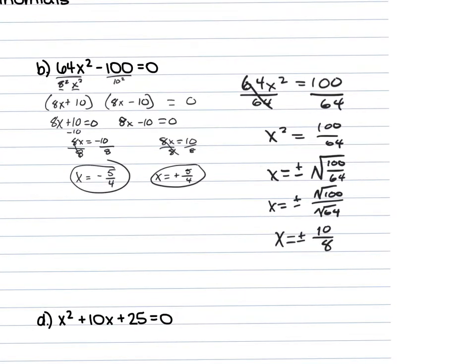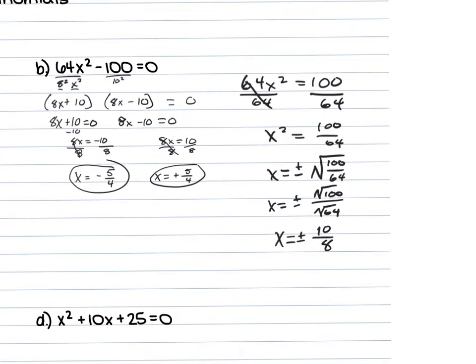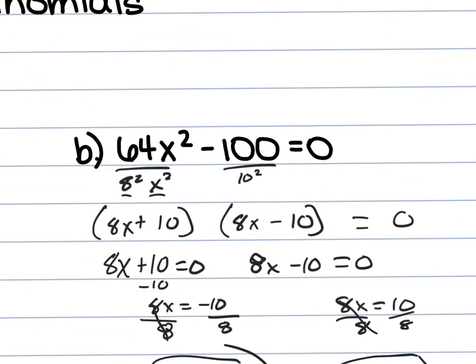Where did the 8x plus 10 and the 8x minus 10 come from? Yeah, the difference of two squares. The two things that multiply to give me 64x squared are 8x and 8x. Okay. And the two things that multiply to give me 100 are 10 and 10.